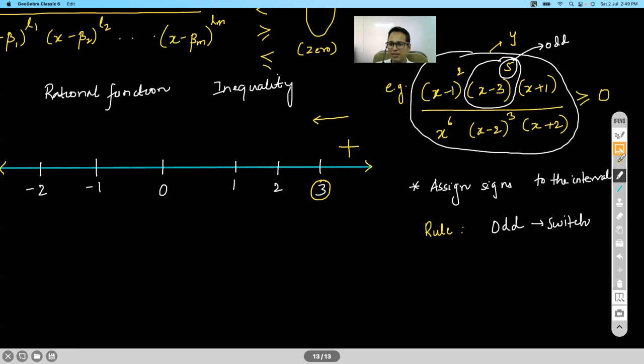So this plus will become minus in this interval. You don't have to put any value between 2 and 3 to check the sign. The sign will be negative. Now, obviously, a question would arise, sir, what if it was even? Then you retain the sign. Clear? So odd, switch; even, retain.